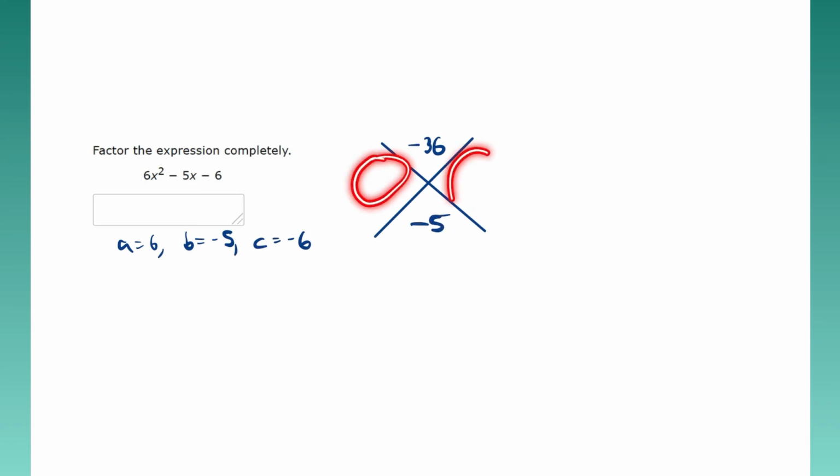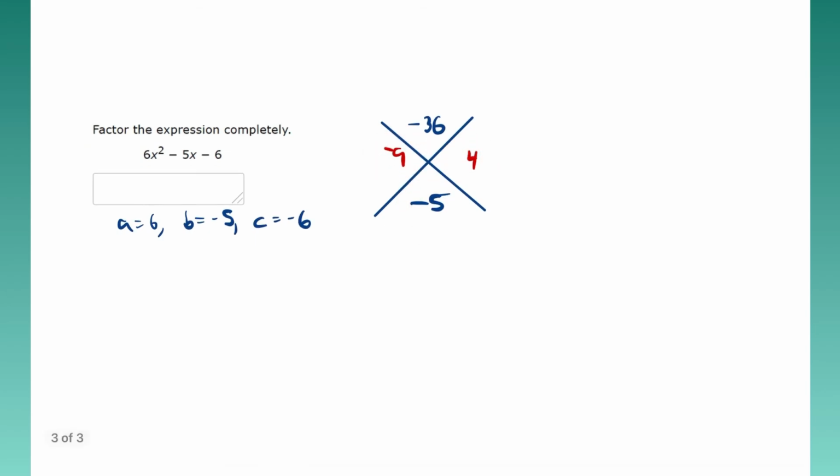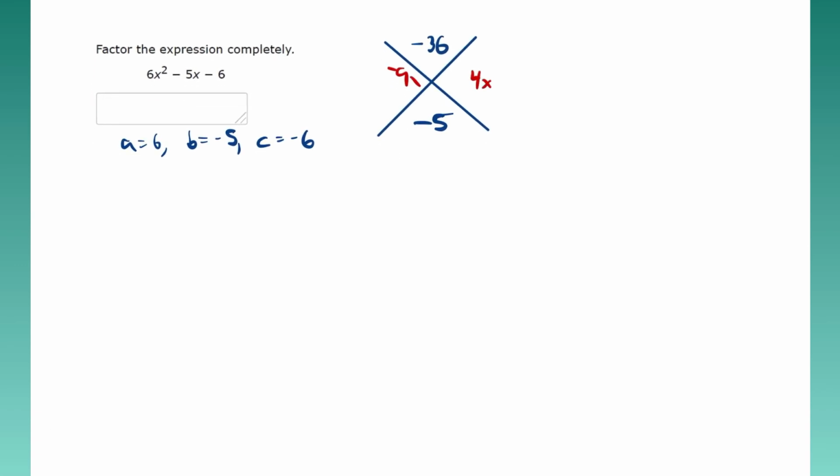I'm getting -9 and +4. If you multiply, you get the top. If you add, you get the bottom. You look at the variable in the middle, that's an x, so you have to place an x next to these two numbers. And then you write out the 4 terms. The first term is 6x squared. Second term is -9x. Third term is +4x. And the last term is -6.